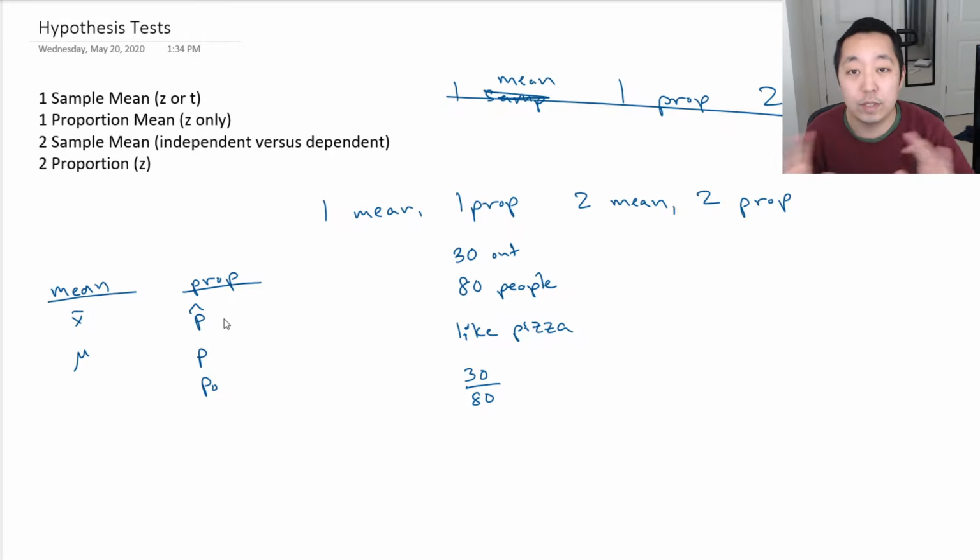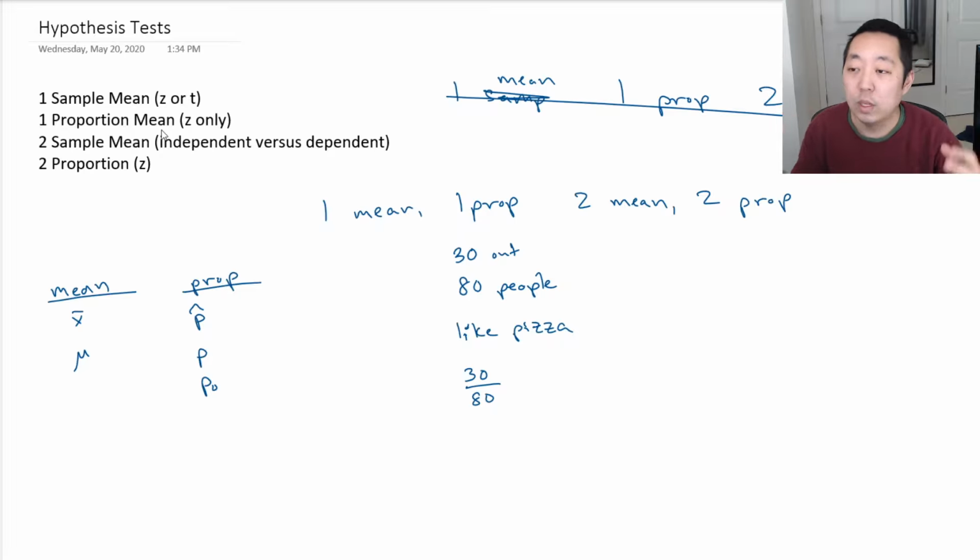So that's the first thing you have to decide: are we doing it with means or proportions? Hopefully the number of samples makes sense. You're either collecting one sample or you're doing two of them. You either have two proportions or one proportion, or you have two means or one mean. That's how you distinguish all of those.